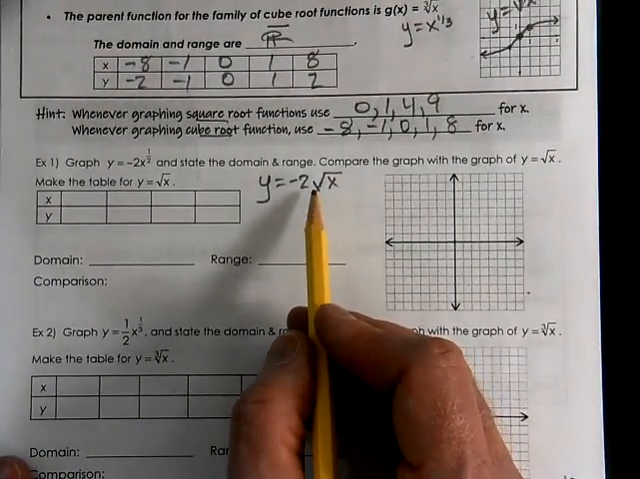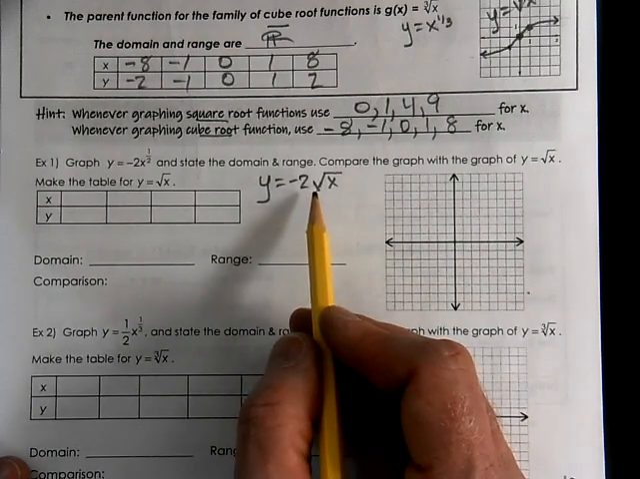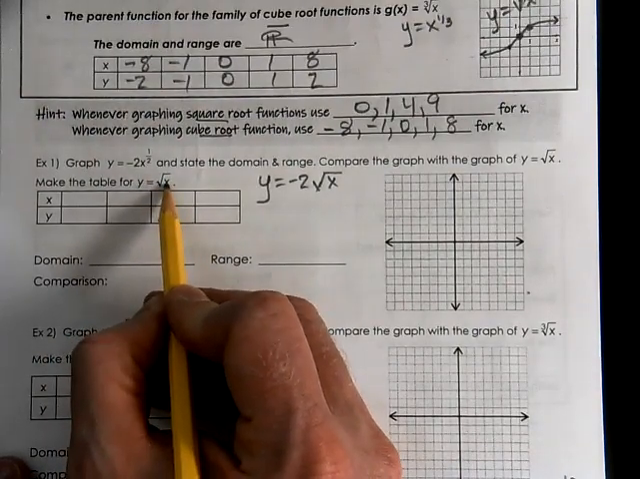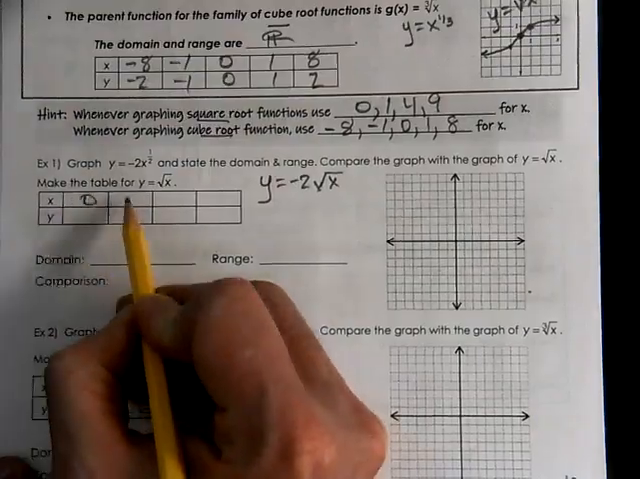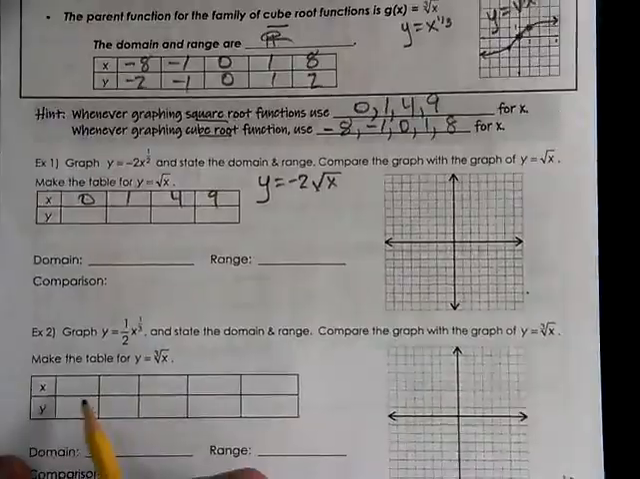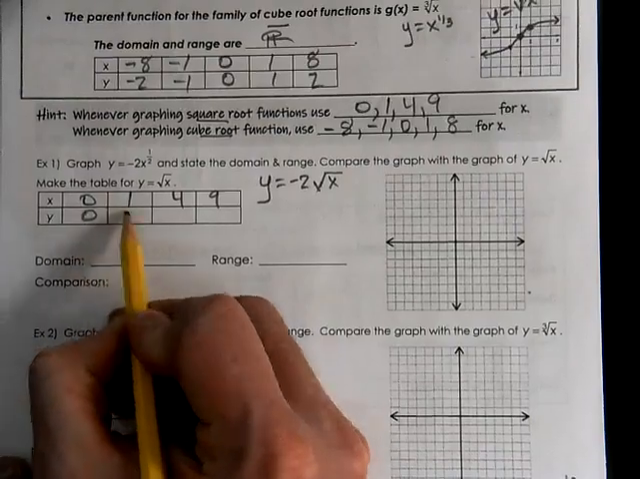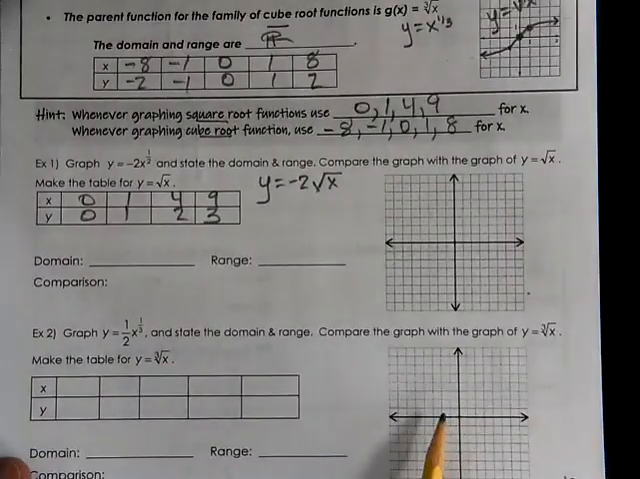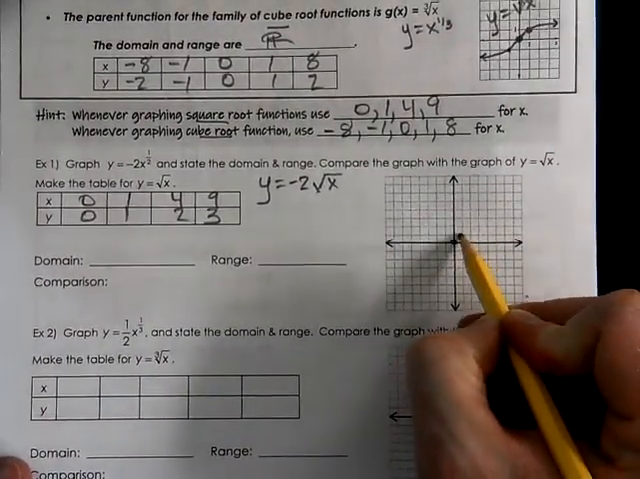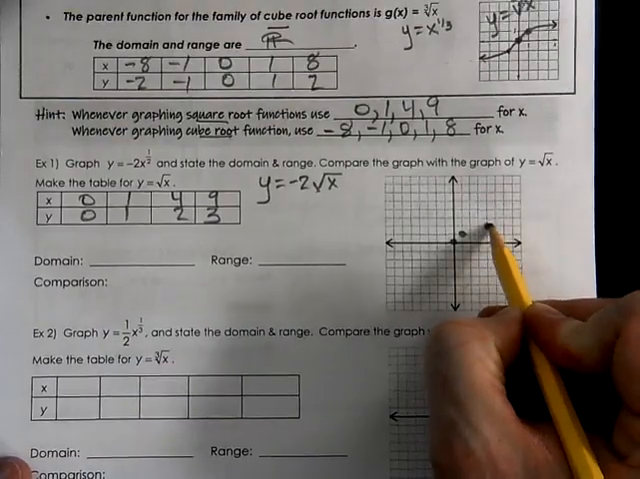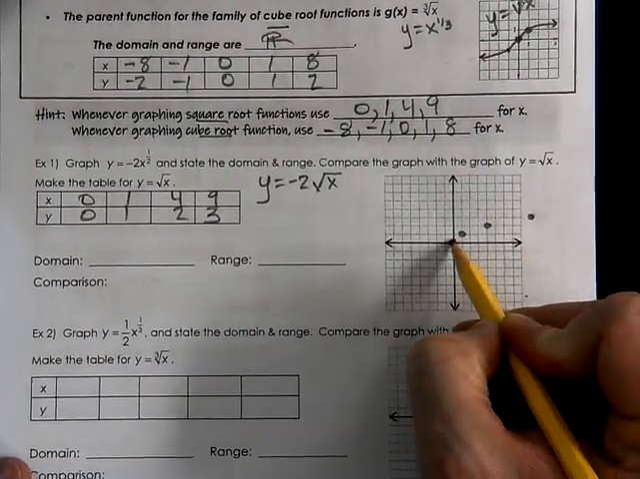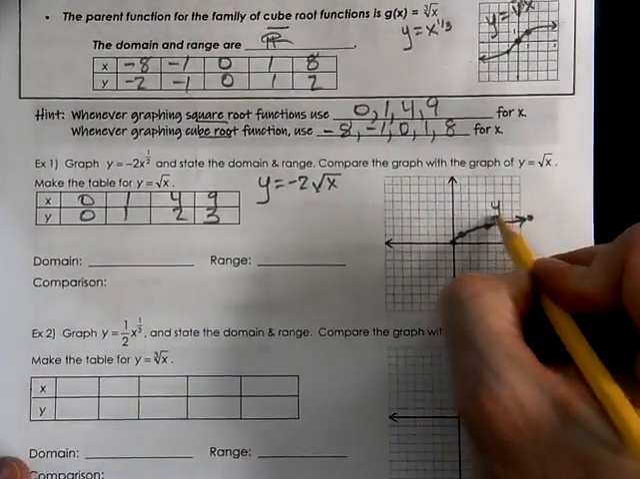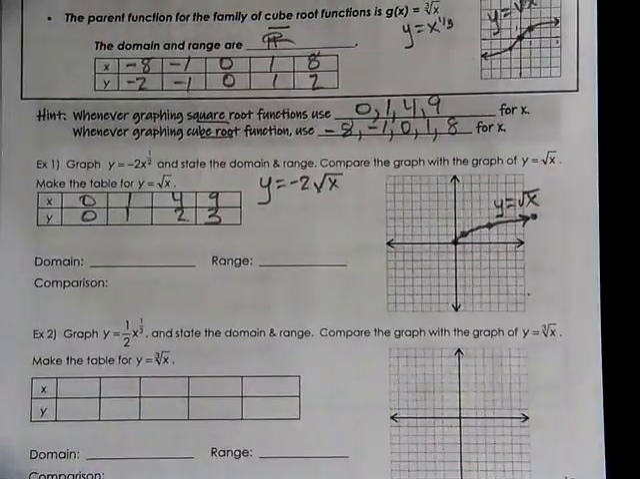So if we're going to think about just the parent function of this, the parent function would be y equals the square root of x. Because it's a square root, we're going to use the numbers 0, 1, 4, and 9. That gives us the answers of 0, 1, 2, and 3, because the square root of 1 is 1, square root of 4 is 2. And we can graph that. And that's the graph y equals square root of x. So that's your parent function.